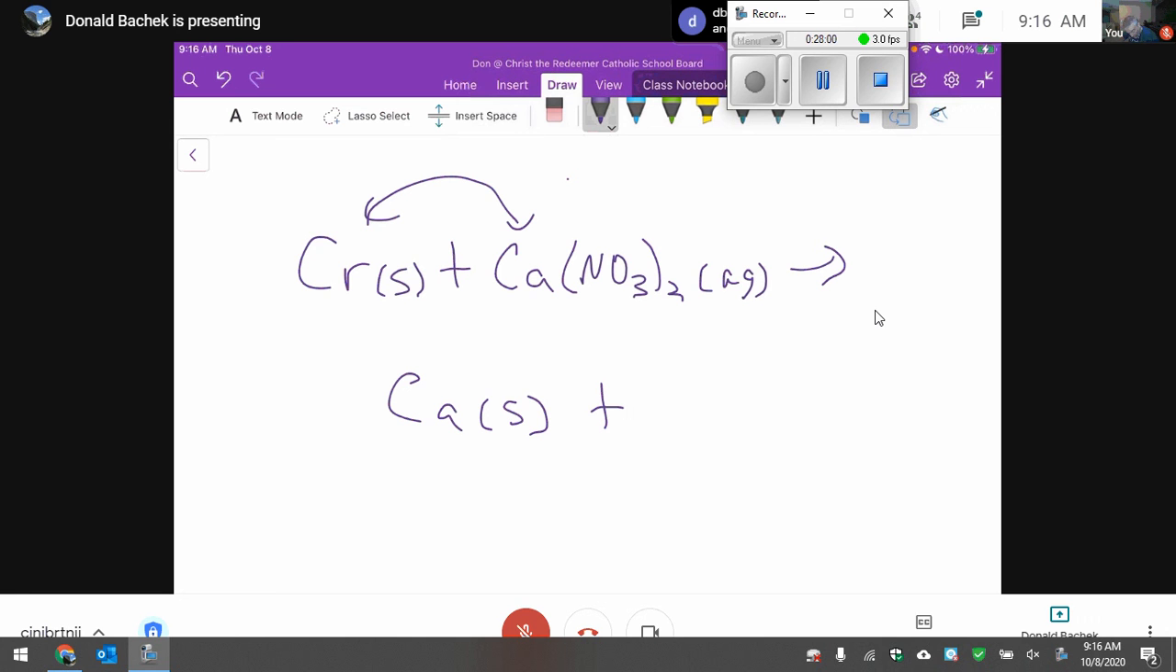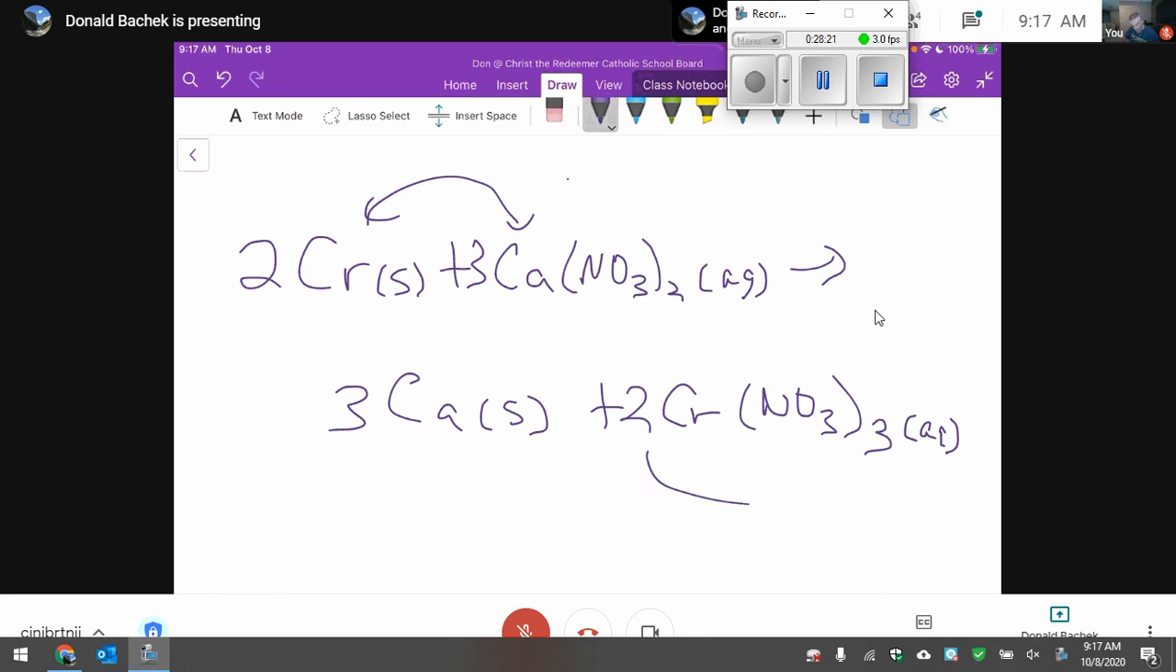And chromium now goes in part of this, but chromium's most common charge is 3, yes? So chromium 3+ and nitrate 1-. Aqueous. And of course, again, we're going to start with here 2, 3, 3, and 2, I believe, yes. This is going to be the issue right here. We got 6 nitrates and 6 nitrates. Yeah? Okay. Questions, anyone? All right, sure.